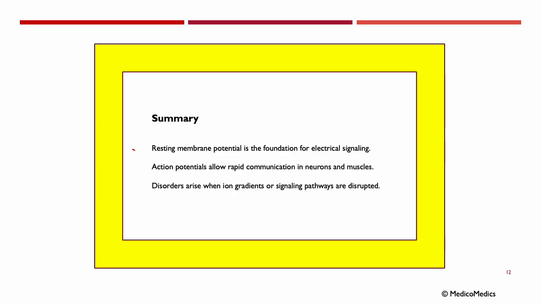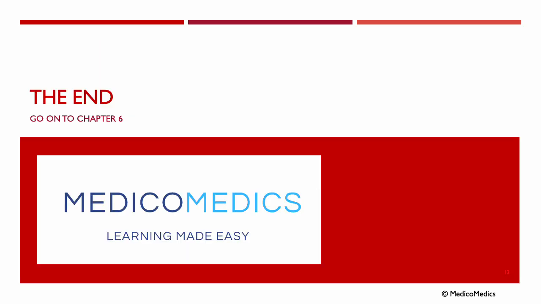So in summary then, resting membrane potential is the foundation for electrical signaling. Action potentials allow rapid communication in neurons and muscles, and disorders arise when ion gradients or signaling pathways are disrupted. And that brings us to the end of this lecture. Hope you enjoyed it. Continue now to the next chapter.